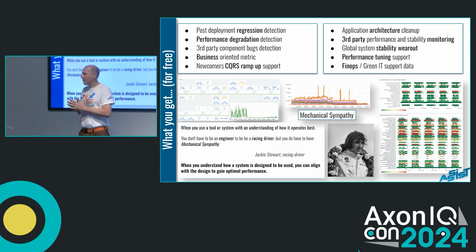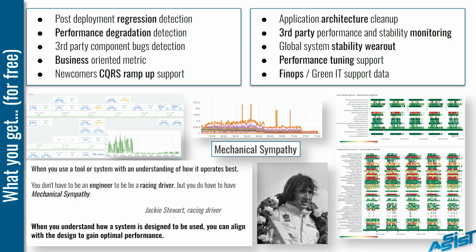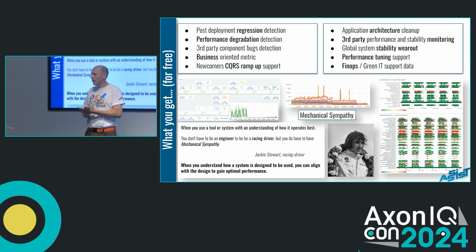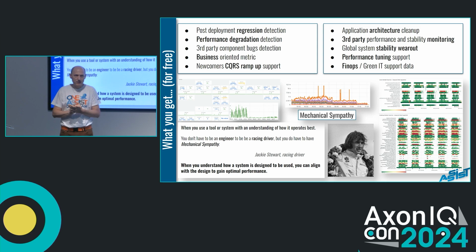So these are some of the advantages that you get. You can detect regression, you can detect performance degradation, but I would really like to highlight one term which I really love, and this is mechanical sympathy. This is coming from Jackie Stewart. He was the Formula One, I suppose, racer. And he said that you don't have to be an engineer to be a racing driver, but you have to have mechanical sympathy.